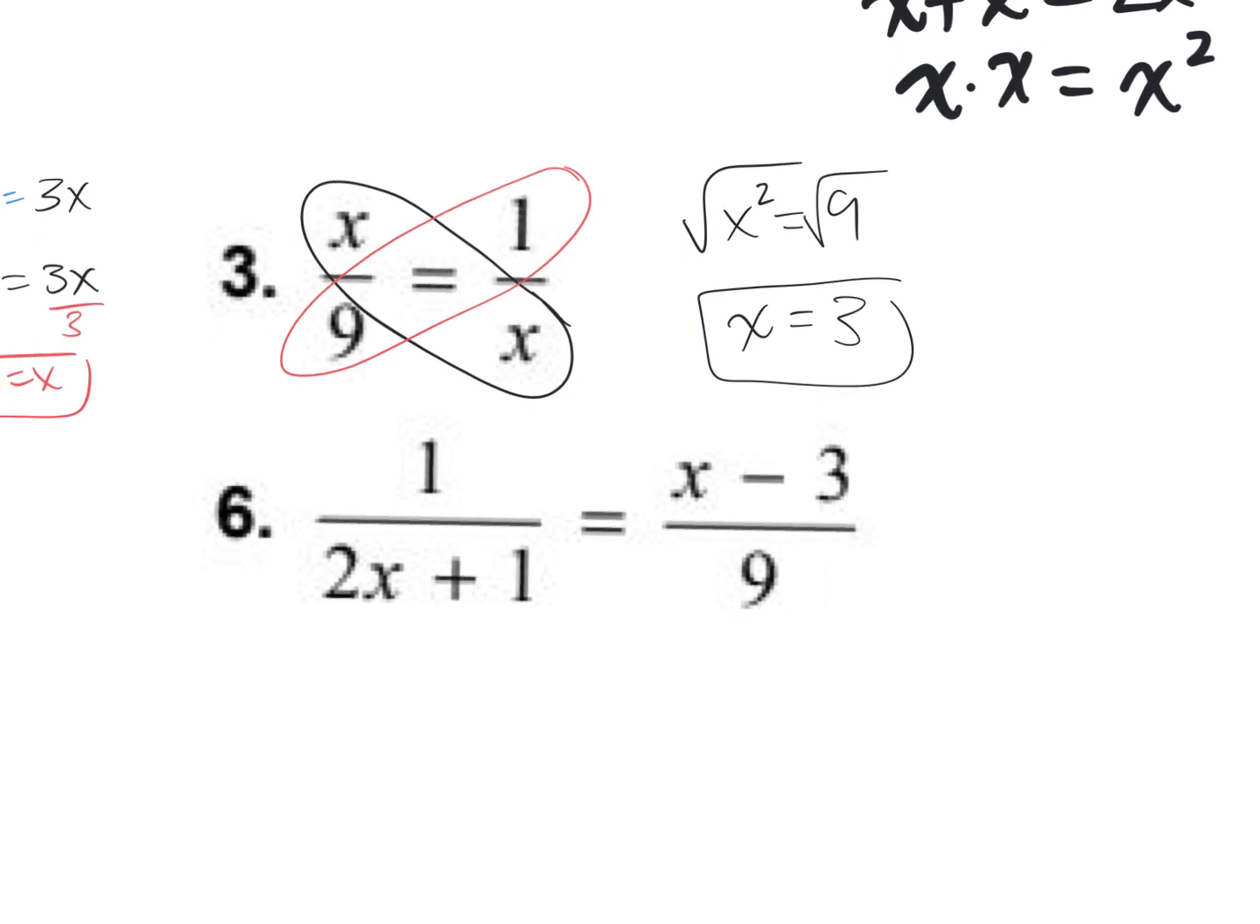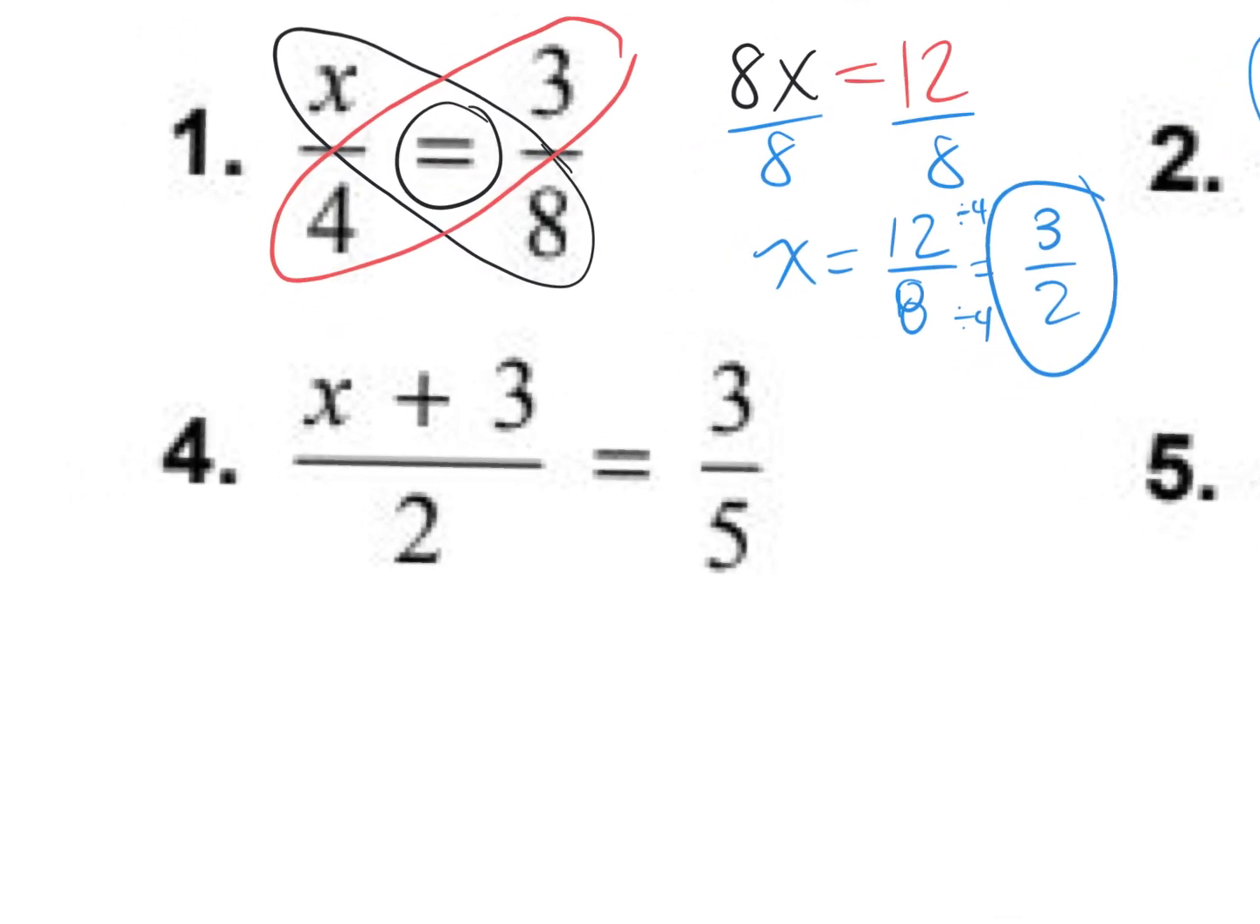Number 6 is also going to give you a quadratic, but we do not need to know this, so cross out number 6, okay? All right, let's take a look at number 4. In number 4, Bryson, what would you do?